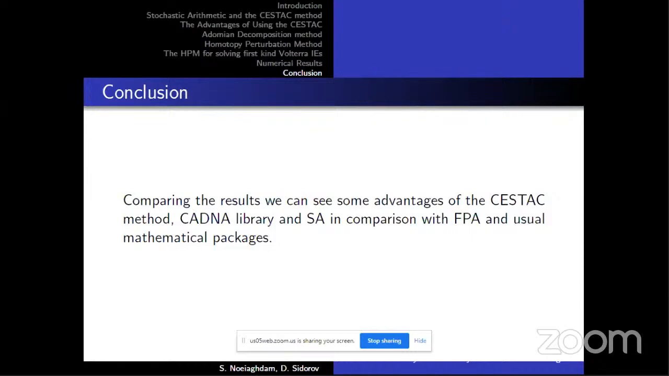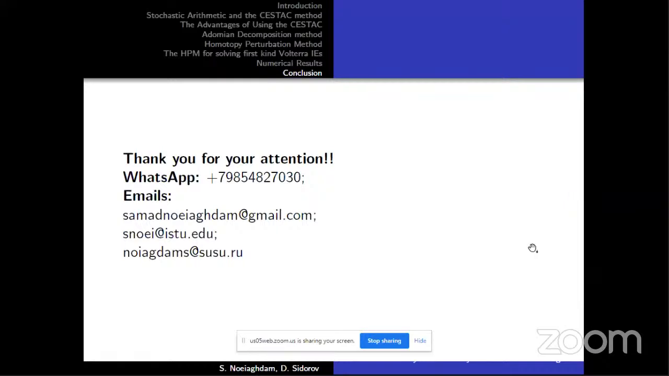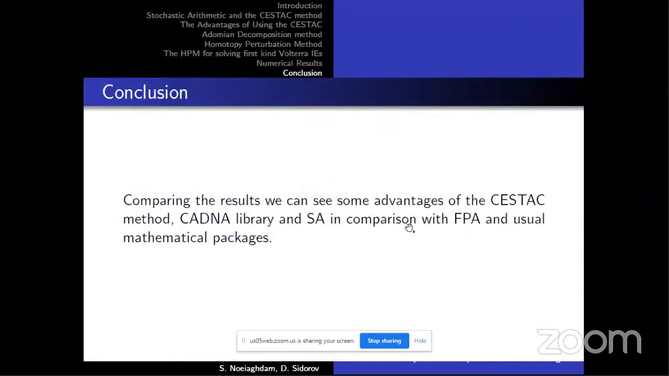And we can find some numerical instabilities applying the CSTEC method and the Ketner library. Thank you for your attention. And if you have a question, I'm here and you can ask.